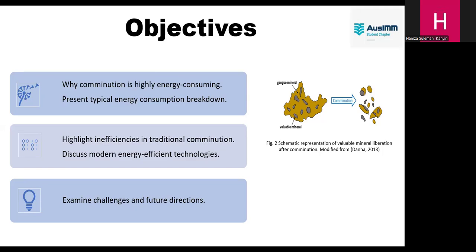So over here, you can see a schematic representation of valuable mineral liberation after comminution. This is the ore body, and after breakage or comminution, realize that the valuable mineral is liberated from the gangue material in the ore body, right?